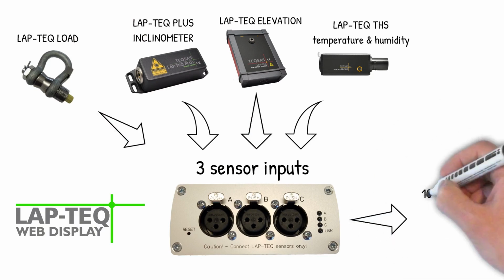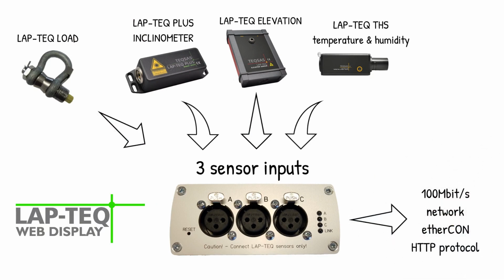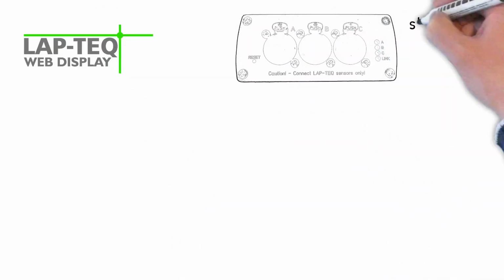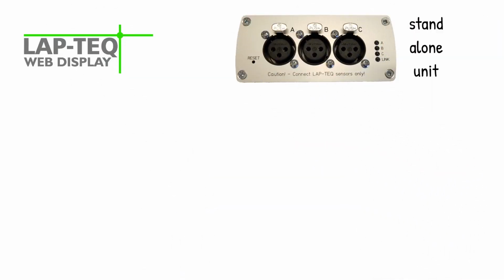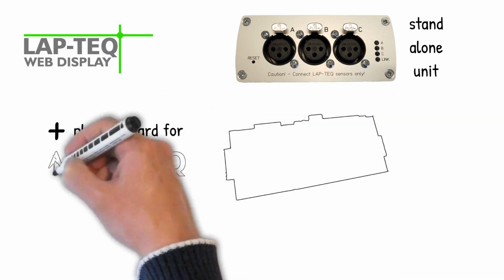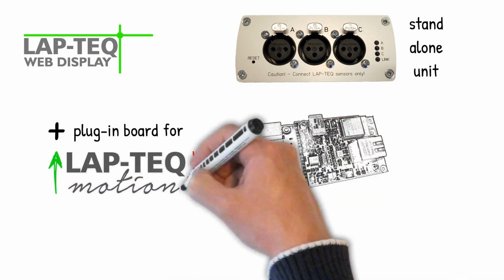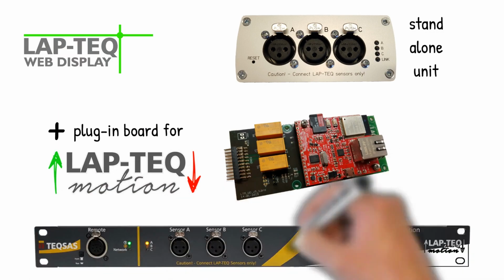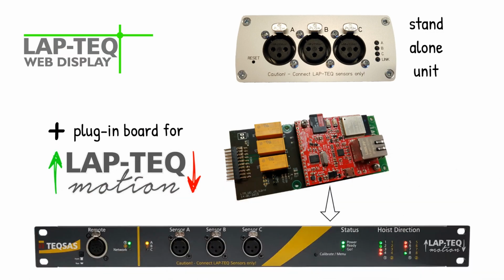LAP-TEQ Webdisplay has a 100 Mbit network port. The measured values are translated to HTTP, which is the protocol of the World Wide Web. LAP-TEQ Webdisplay is a standalone unit with 3 inputs and integrated power supply. Also, LAP-TEQ Webdisplay is available as an optional plug-in board for the LAP-TEQ Motion Rigging remote control. This adds network functionality to the 3 sensor inputs of LAP-TEQ Motion.